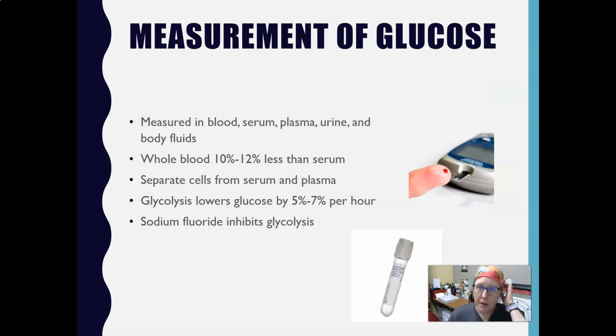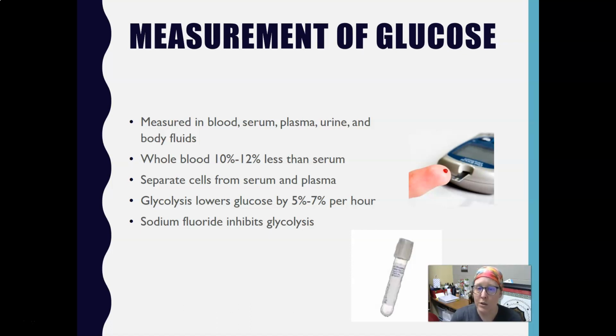So the measurement of glucose. Let's talk a little bit about the measurement of glucose. Very critical in diabetes. Glucose can be measured in blood, serum, plasma, urine, and body fluids. It is worth noting that whole blood is going to be 10 to 12% less than serum, and that's because of the volume that the red cells take up. So you always know that there's going to be a discrepancy.